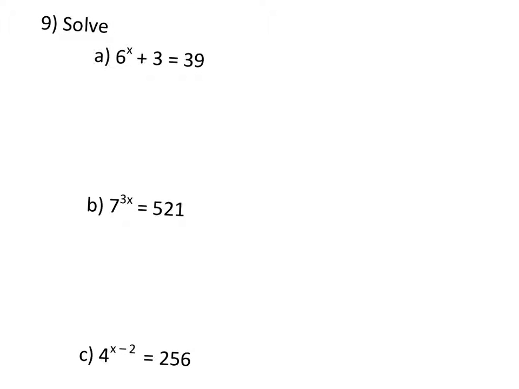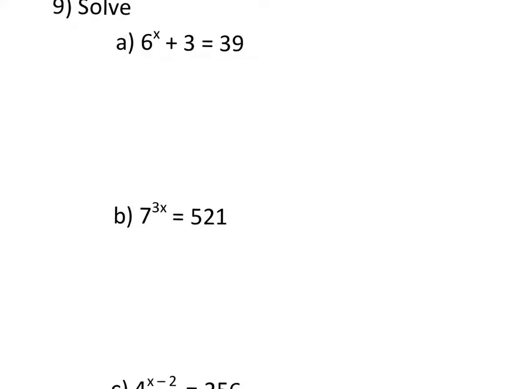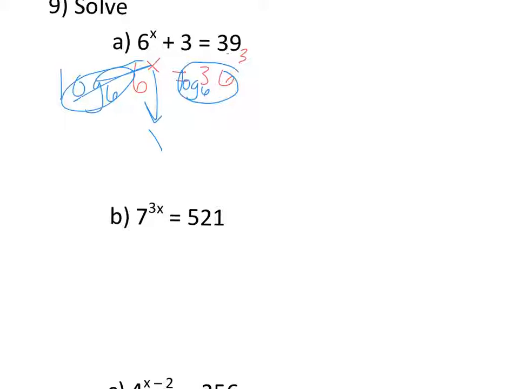Question number 9. Whoa, it's twisted. Solving, I need to get my base by itself first. I have a base 6 there, so I have to first subtract my 3. So I have 6 to the x is equal to 36, because I have to subtract my 3. Now, some people might just be able to answer that question, but if you can't, you have to do log base 6 on both sides. Log base 6. These two cancel each other out. Log base 6 of 36 is what x is equal to, which is 2.